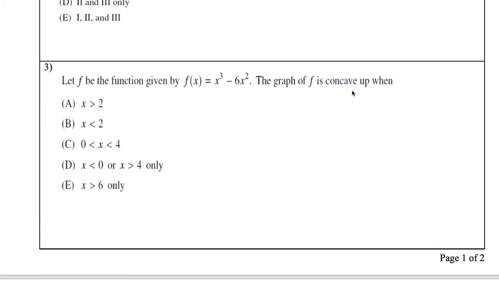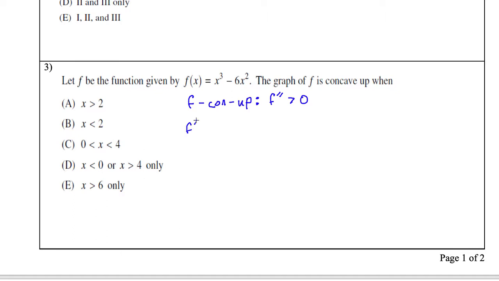All right, on to number 3. So we have this function. We were looking for where it is concave up. So I'm asking you, what is the definition of the function concave up? The definition of concave up is where f double prime is greater than 0. So I need to find the second derivative, and I'm only given the original function. So I need to first find the first derivative and take the derivative of that.